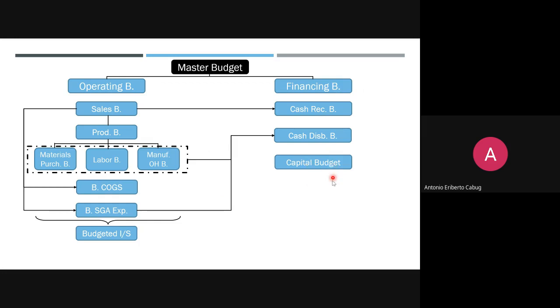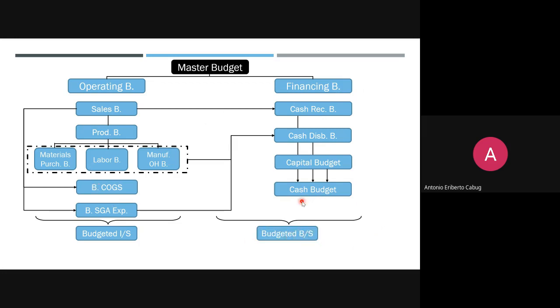That's also an outflow of cash. Cash receipts, cash disbursements, and the capital budget. If we summarize them collectively, we call this the cash budget. Summarize them together, we would be able to arrive at the cash budget. Now, may cash tayo. AR, the timing difference here. AP, the timing difference here. Inventory, we may now prepare a budgeted balance sheet.